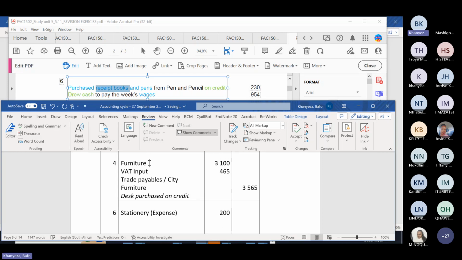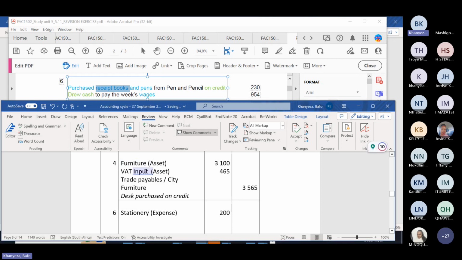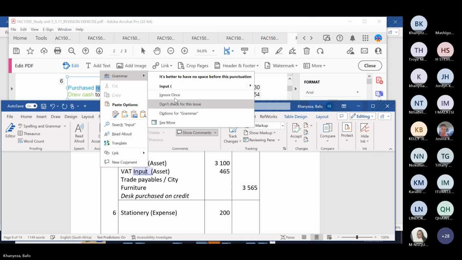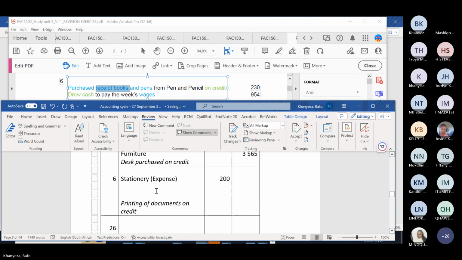This furniture is an asset. If you've got some money that you can claim, it's an asset to you. So that's why this VAT input that they will claim from SARS is an asset. I just want you to know that. Then this trade payable is a liability.